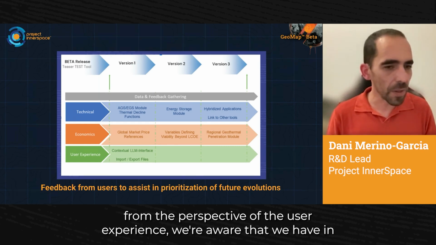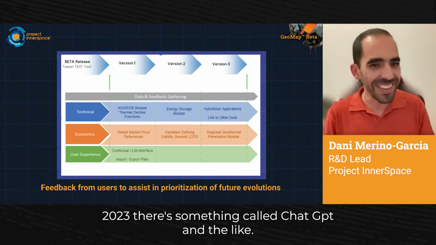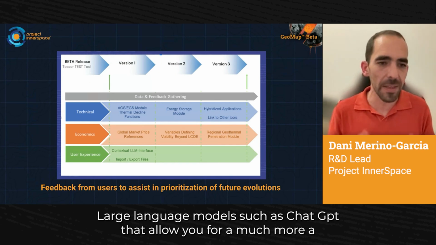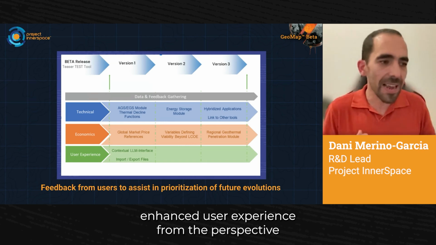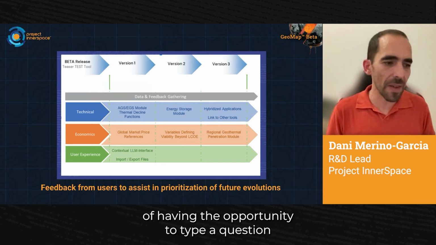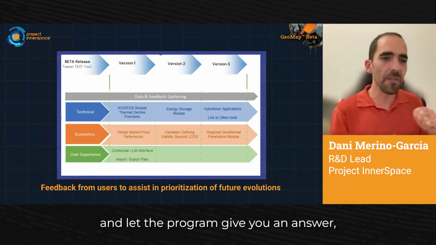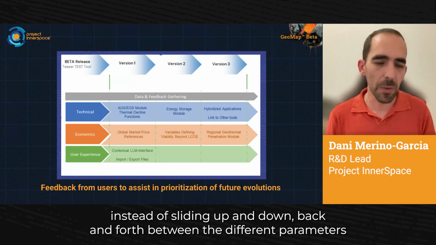And finally, from the perspective of the user experience, we're aware that we're in 2023. There's something called ChatGPT and the like. That's what LLM stands for, large language models such as ChatGPT, that allow you for a much more enhanced user experience from the perspective of having the opportunity to type a question and let the program give you an answer instead of sliding up and down, back and forth between the different parameters.